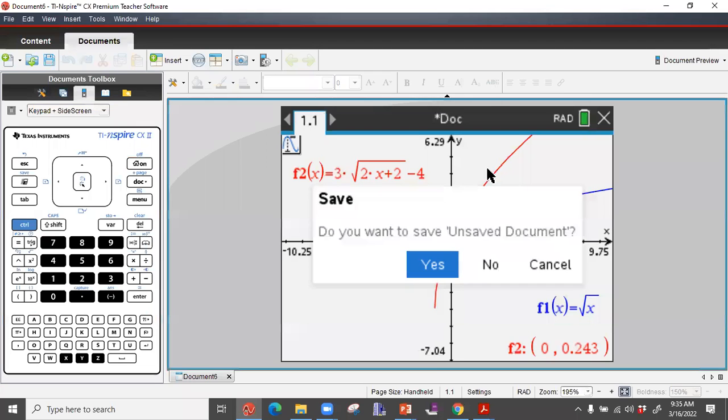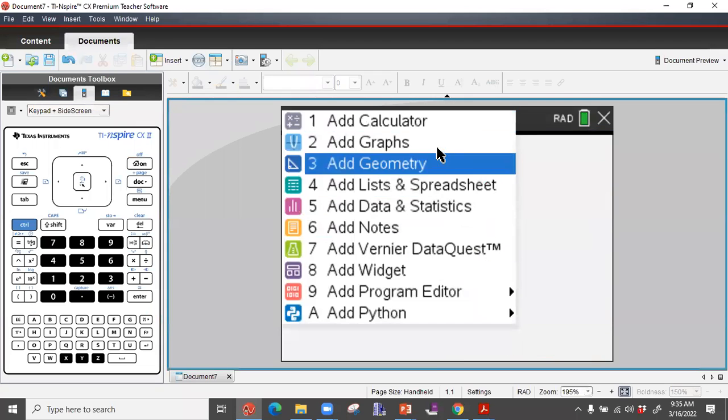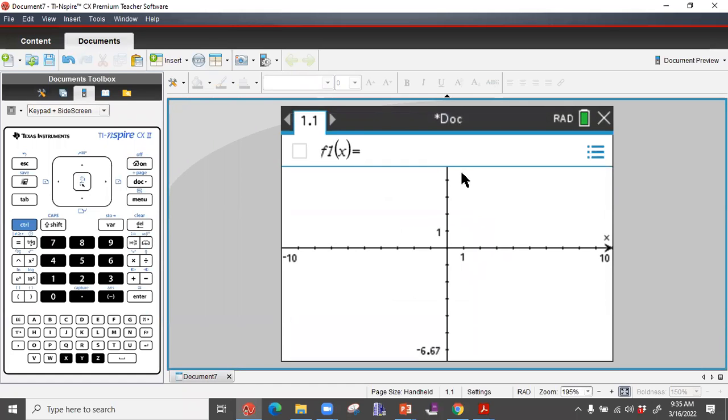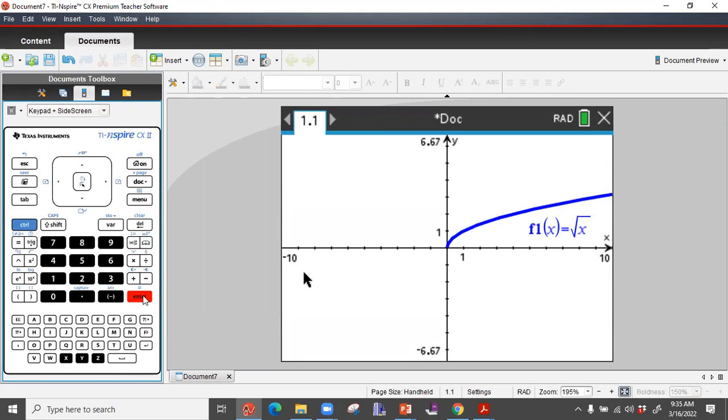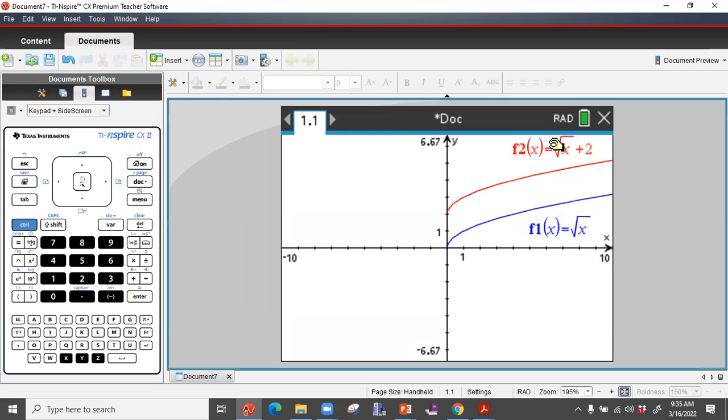I'm going to start a new document. No, I don't want to save. Okay, when you're comparing transformations, you always want to start with your parent function. So my parent function is just square root of x, right? So this is going to stay on the graph the entire time. Nothing is going to change from here. So I'm going to hit tab and put in the first one, which was square root of x plus 2. So now this has been transformed.